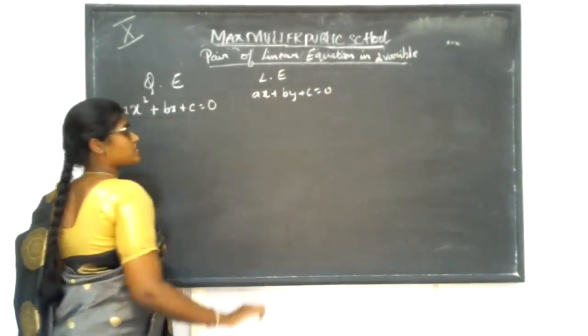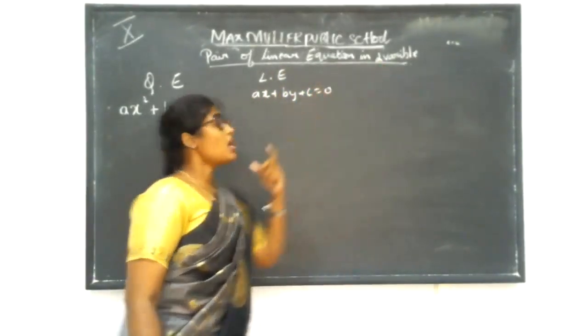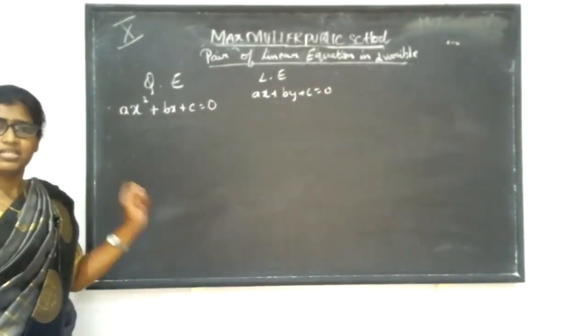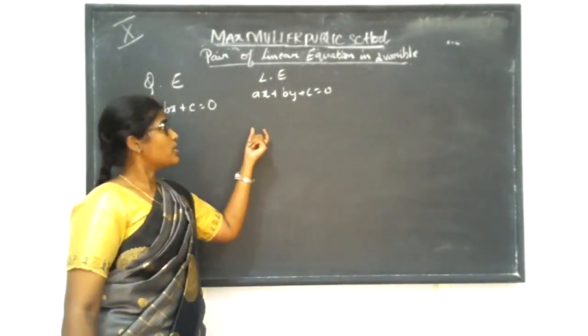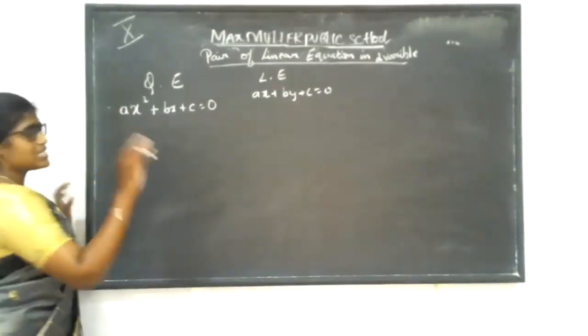Why is it ax plus by plus c is equal to 0? Because we are talking about two variables. In a quadratic equation, it is one variable, so it is ax square plus bx plus c equal to 0. Here the linear pair is for two variables, so you are going to take it as ax plus by plus c is equal to 0. Clear? This is the standard form.